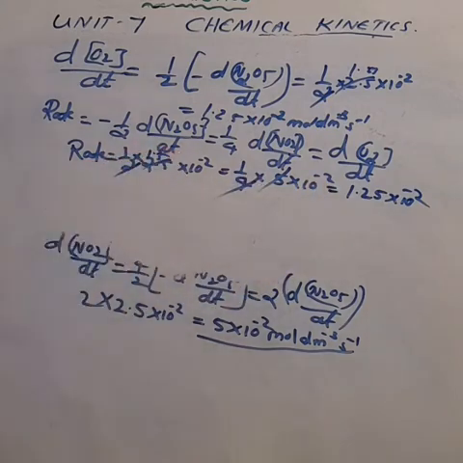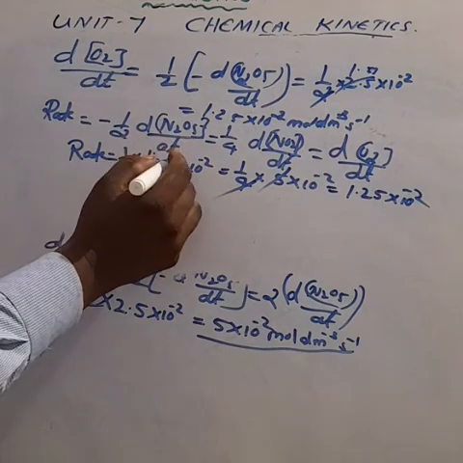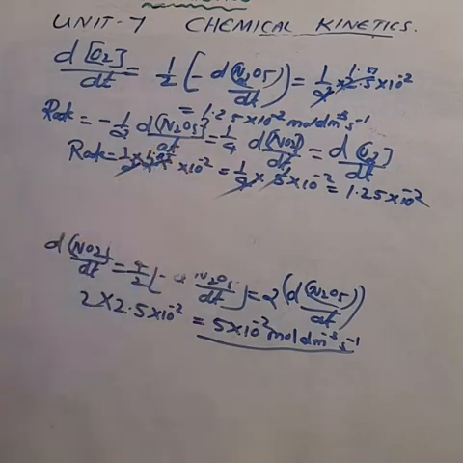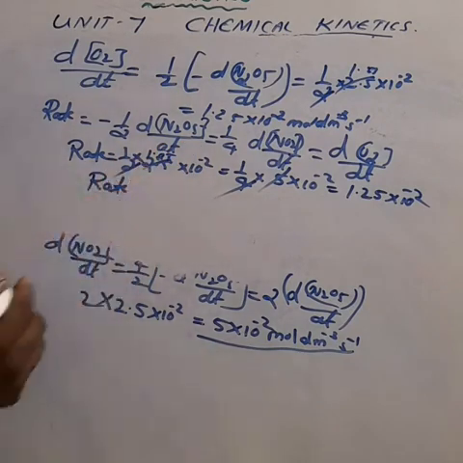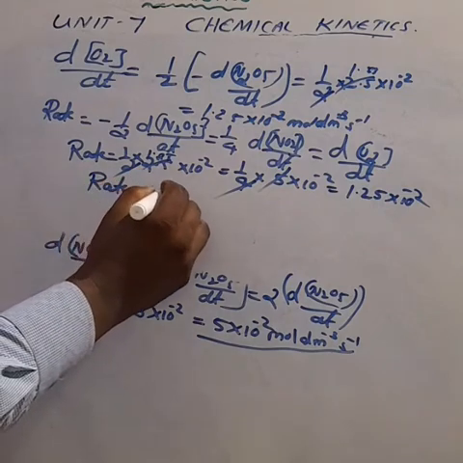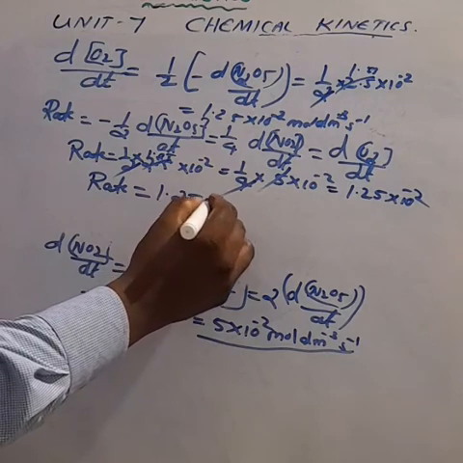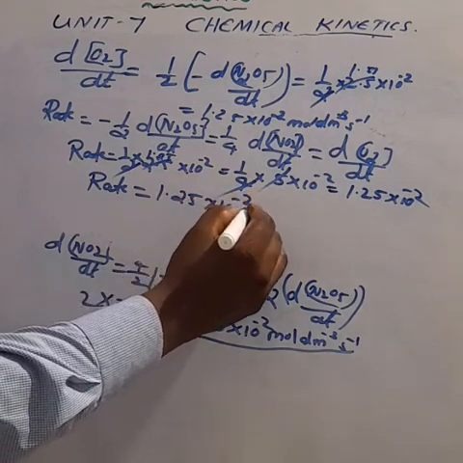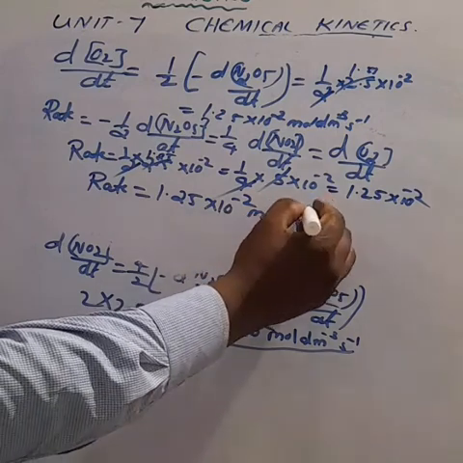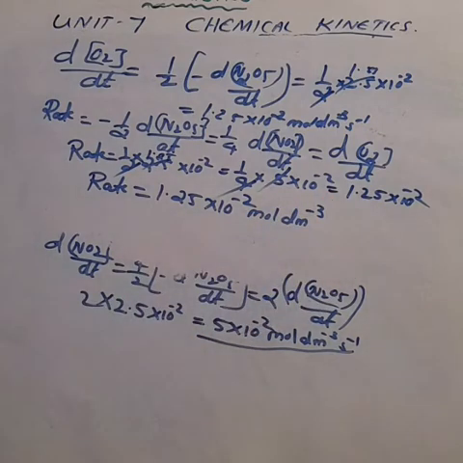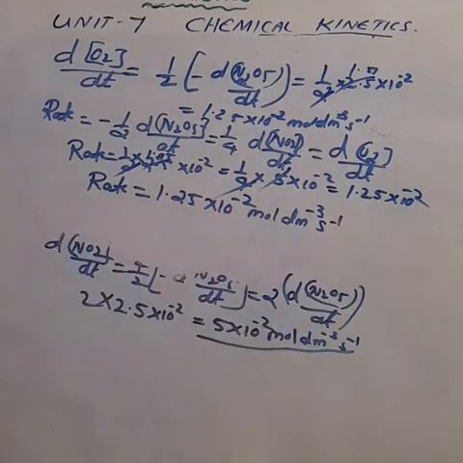So here also the rate is 2.5 divided by 2. Cancelling, we get 1.25. So the total rate is equal to 1.25 into 10 raised to minus 2 mole dm raised to minus 3 second raised to minus 1. This is the answer.